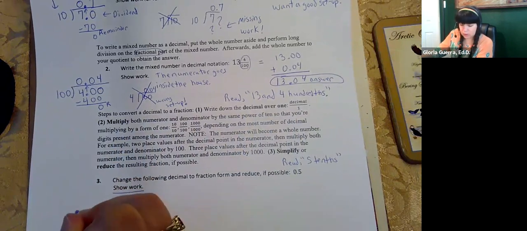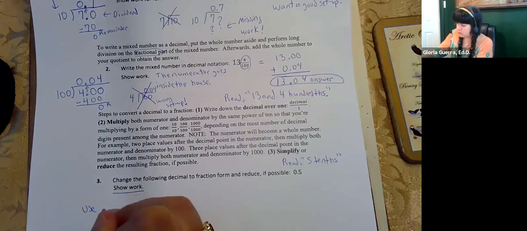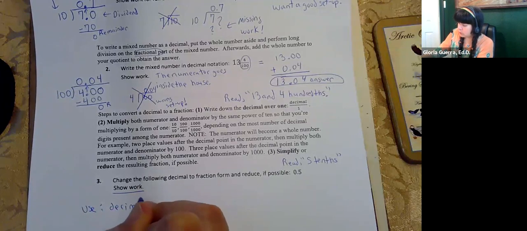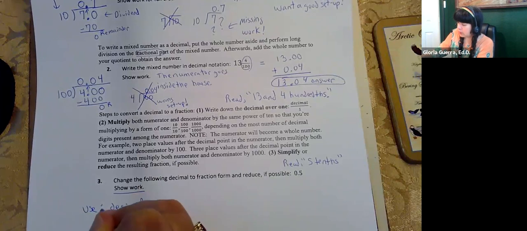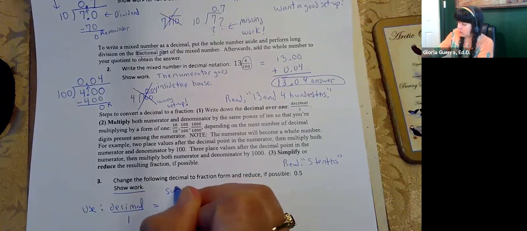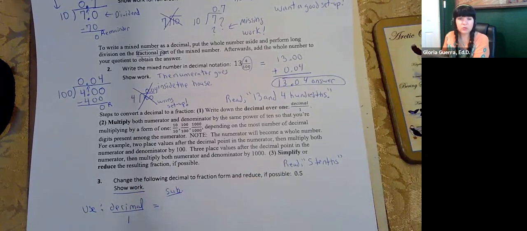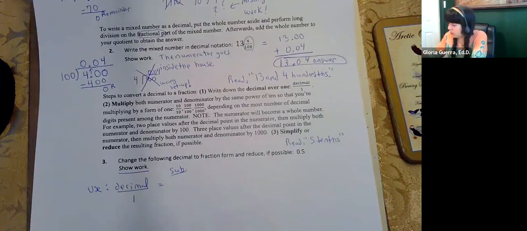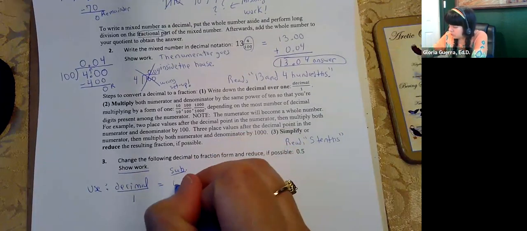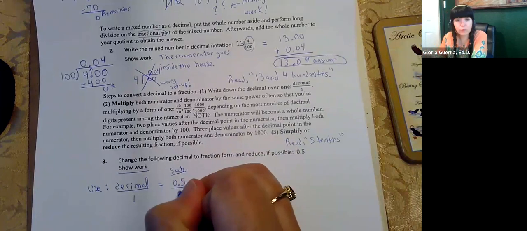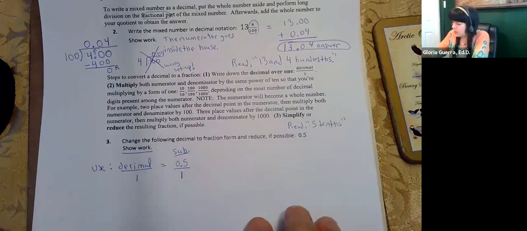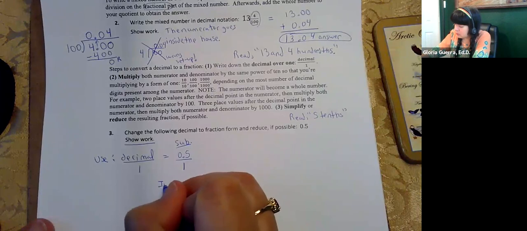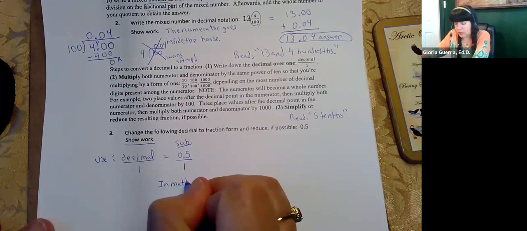So you're gonna use decimal over 1, okay? And then you're gonna sub, which is short for substitute. Your decimal in this problem is 0.5. 0.5 over 1, okay?